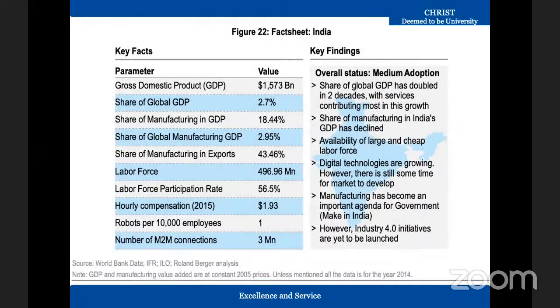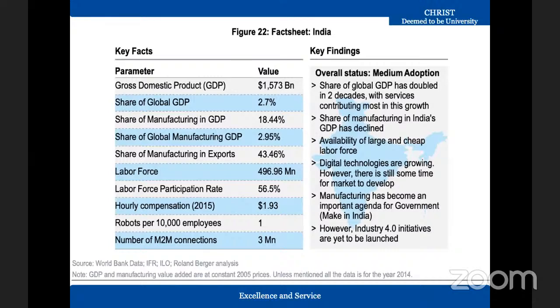So these are the key factors and key findings in connection with Industry 4.0. Again, I have taken this data from World Bank, IFR, and ILO. This is Roland Berger's analysis. They have given these statistics only for India, not for other countries.